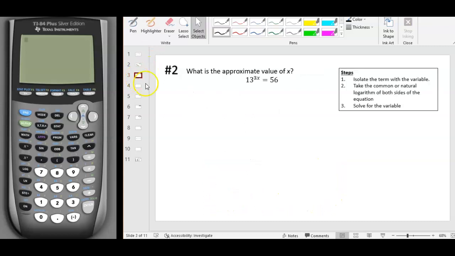Okay, so now let's try number 2. It says, what is the approximate value of x? So in this problem, we need to work on getting that variable by itself, right? So we're going to isolate the term with a variable, and it's already isolated. Well, now we need to get that variable down out of the exponent. So what I'm going to do is take the common or natural log of both sides.